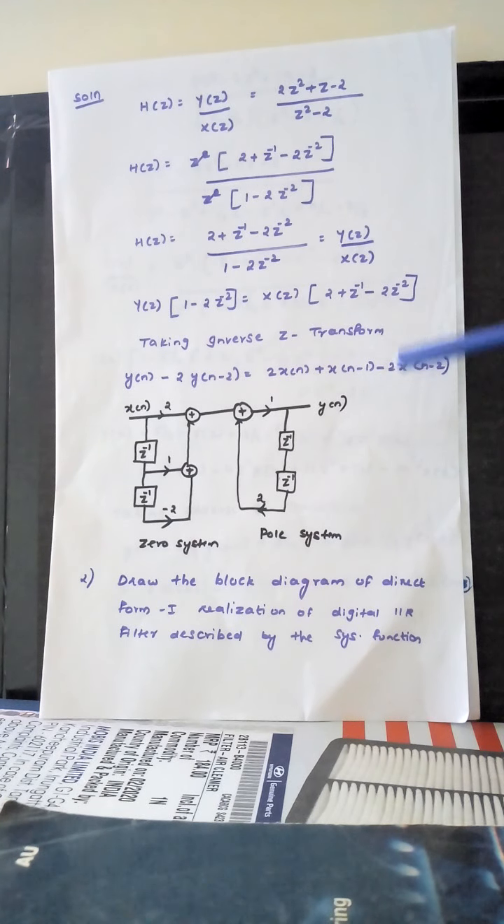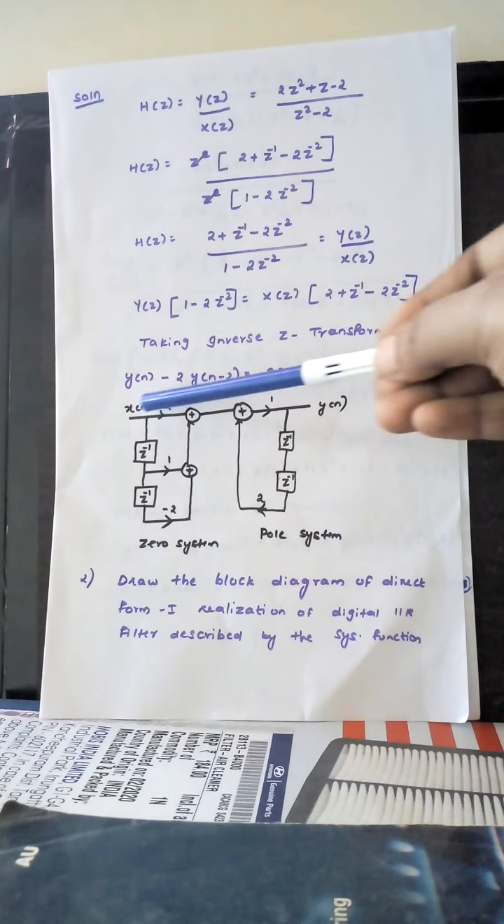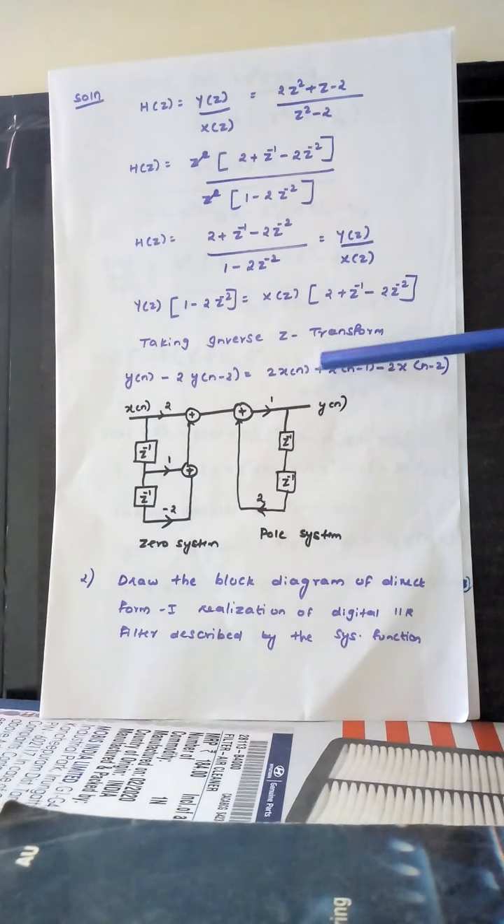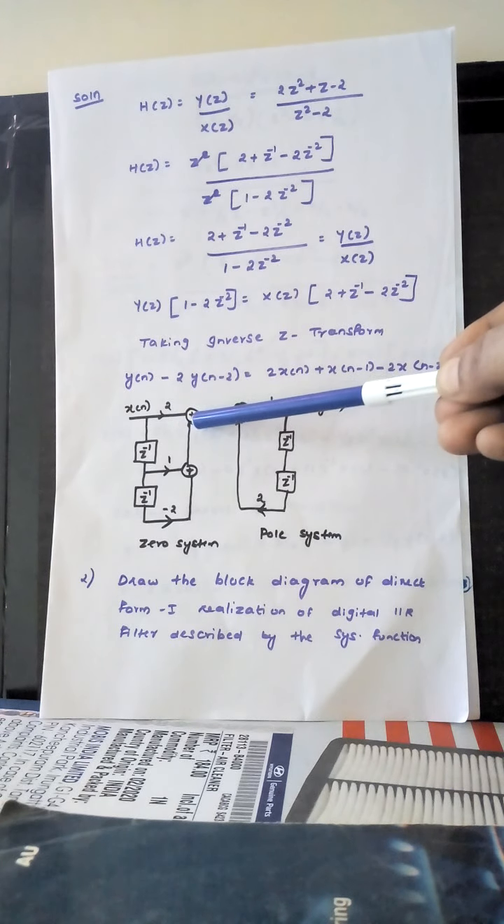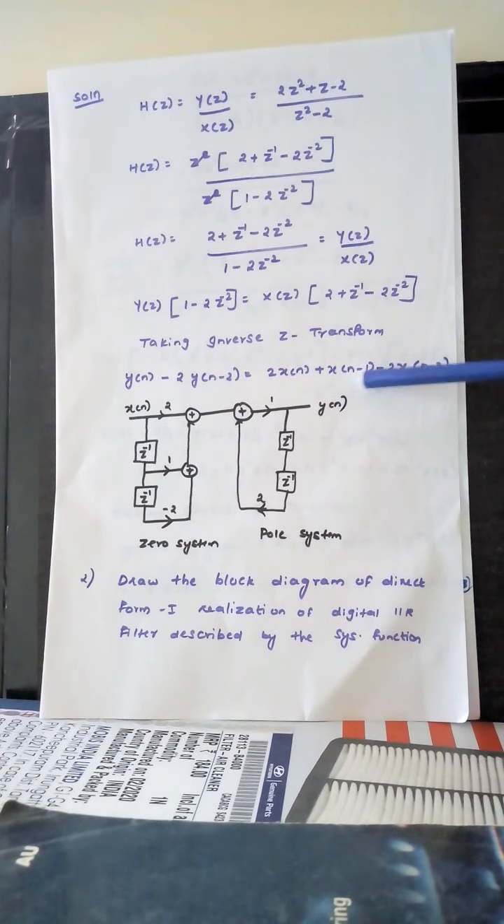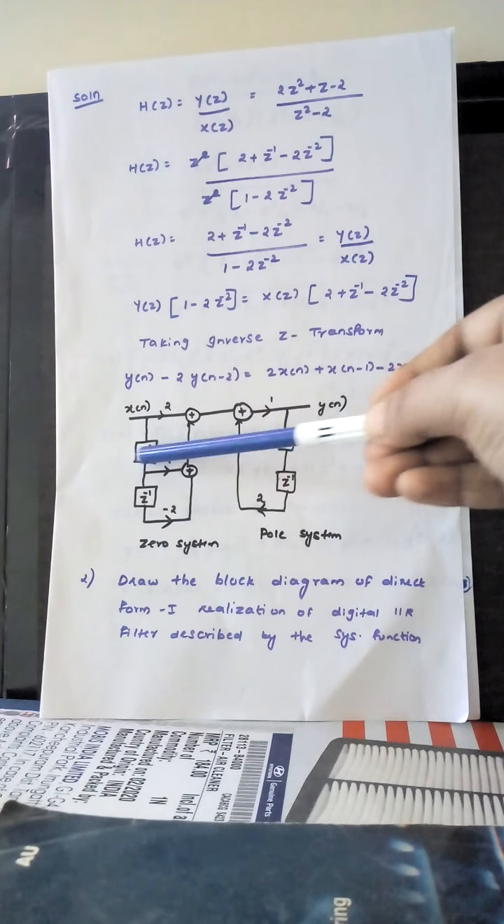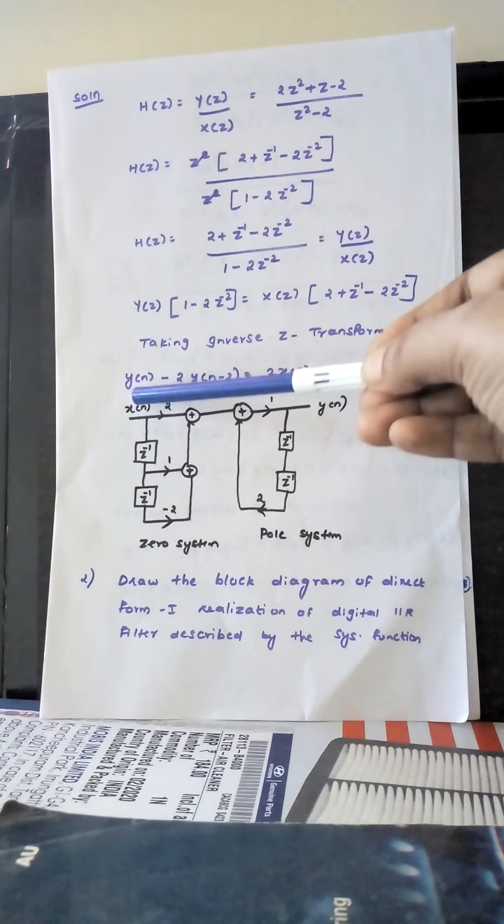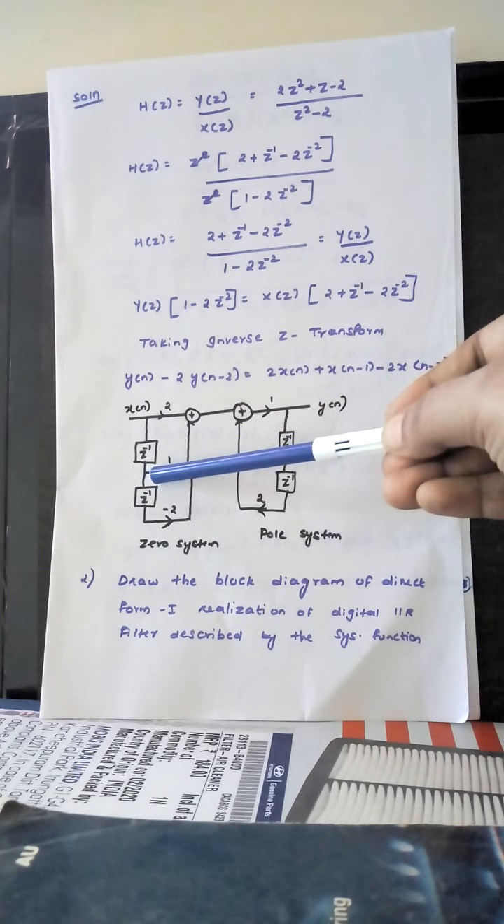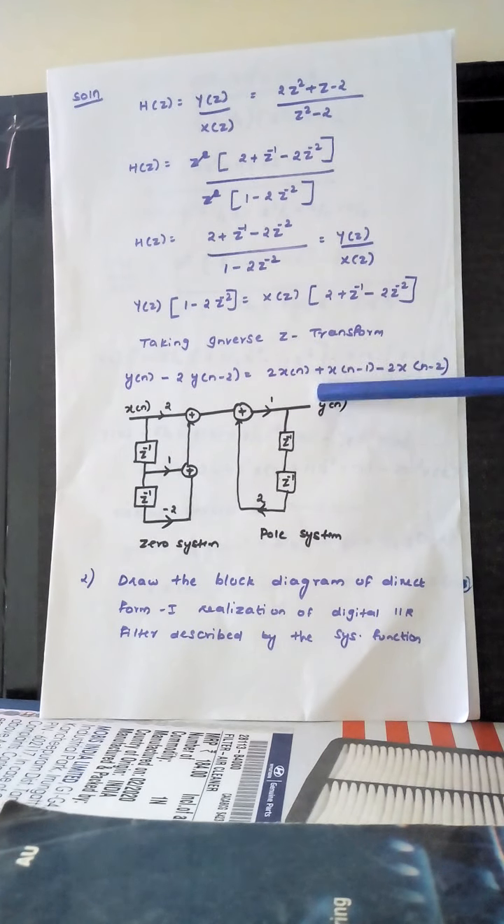Correct. So first we have to take the input side. The input x of n is multiplied by 2. That is added with x of n minus 1, so you put one adder here. We want to get x of n minus 1, so we put a one shifting operator, z to the power of minus 1. From x of n we get x of n minus 1, which is multiplied with the constant 1.